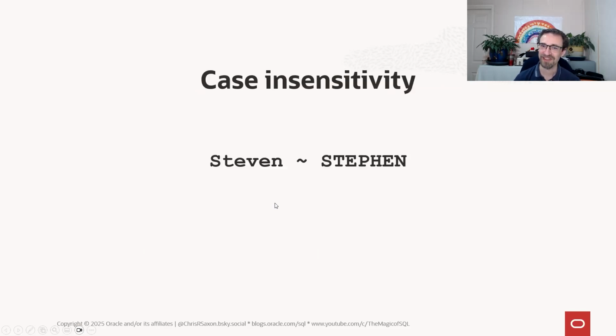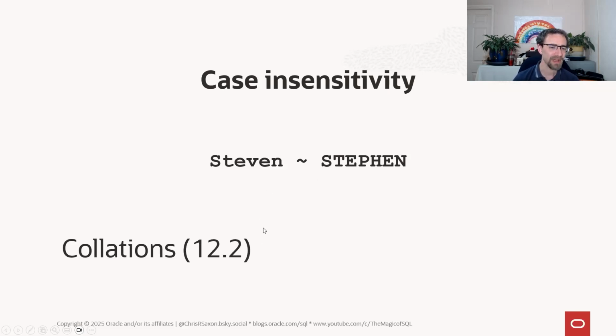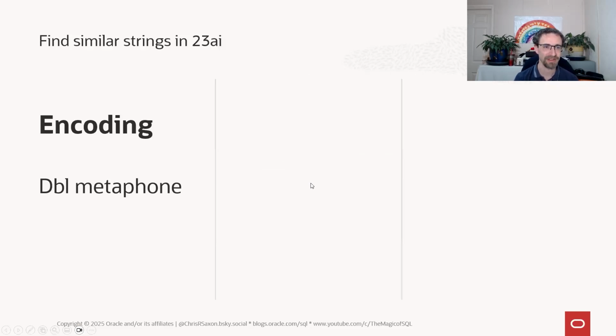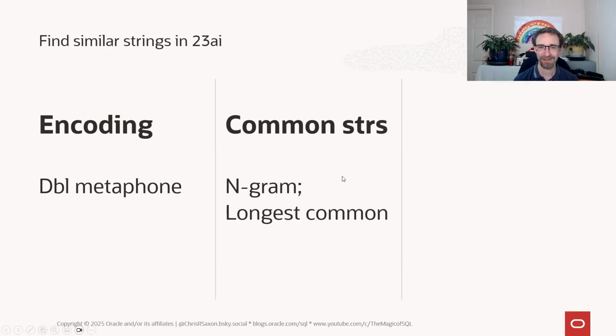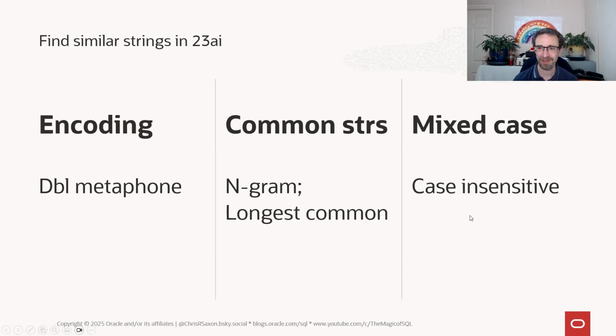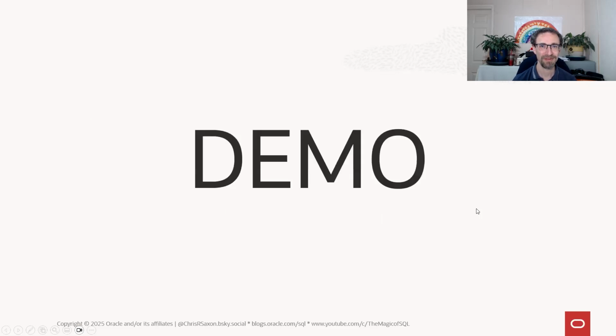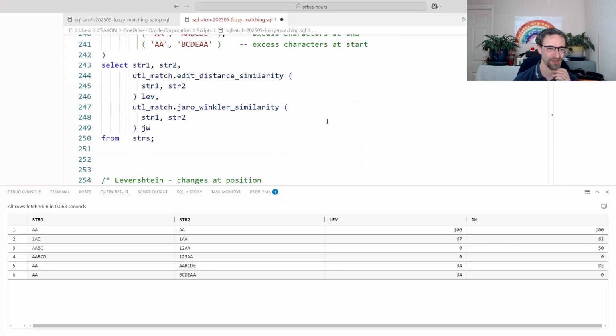Finally, we might want to look at case insensitivity. You know, Stephen in lowercase or mixed case or capital case versus Stephen with PH fully in uppercase. We probably want these to match as well, at least reasonably well. And we can look at doing that too with collations. Now, collations actually have been around since 12.2, so quite a long time now. But there are some details to be aware of in 23, so let's look at those. What we can do in 23 AI is encode the strings with double metaphone, find common strings, n-grams, and longest common substrings, and look at handling mixed case strings or different case strings.